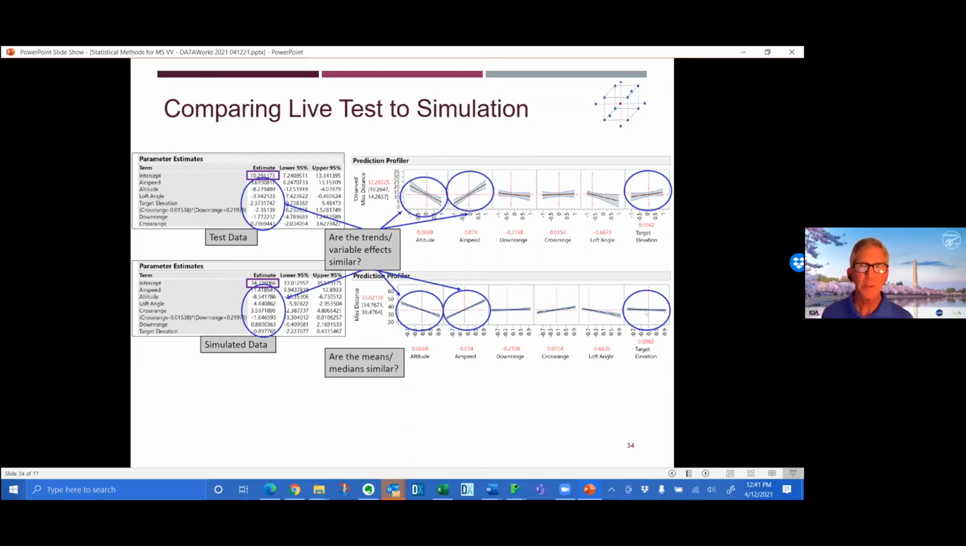But ultimately similar kinds of findings, maybe not so much on target elevation, and maybe a couple of these other ones that are more mild, but not too bad in terms of types of results that would start the discussion on whether or not we're valid with the simulator relative to the live findings that we're getting from the real data.